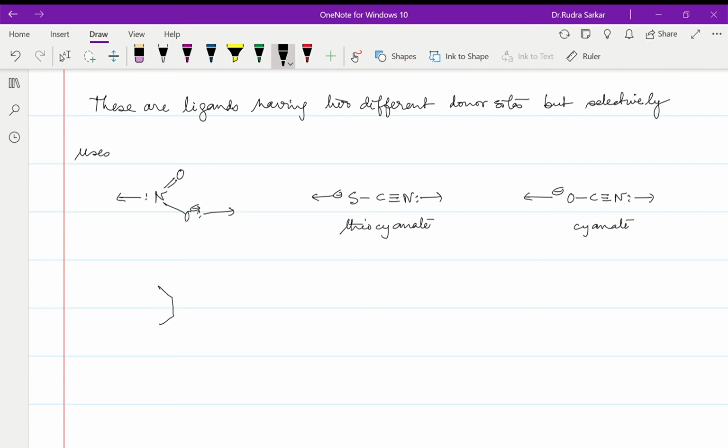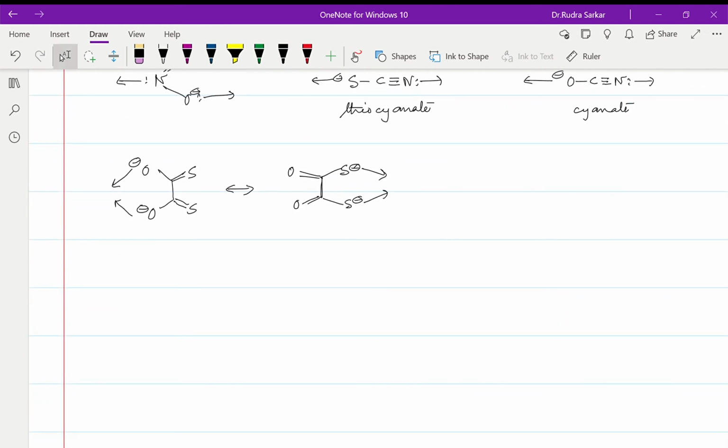Another interesting ligand you can see over here: we have C double bond S, and we have O. Now another resonating form over here, or another way it can exist, is like this. So coordination can happen from O when the minus charge is on the O, or coordination can happen from the S when the charge is on the S. So this type of ligands we will call ambidentate ligands.